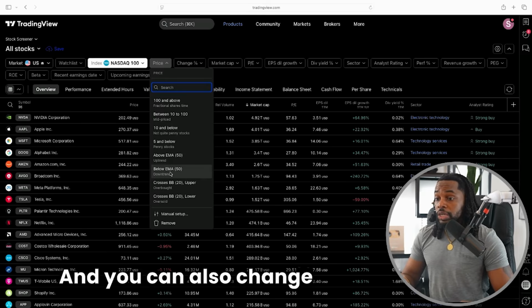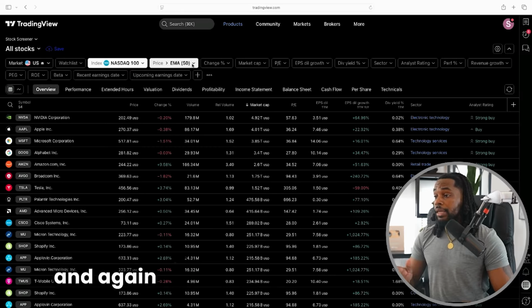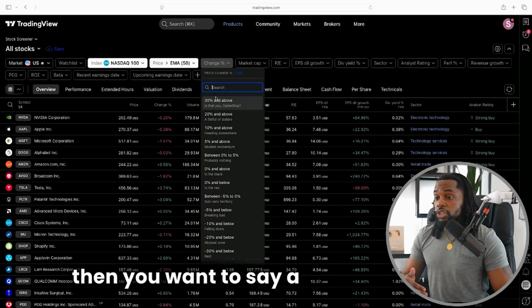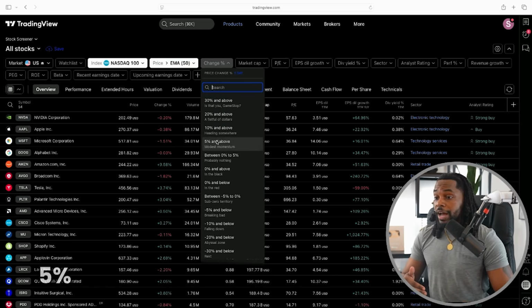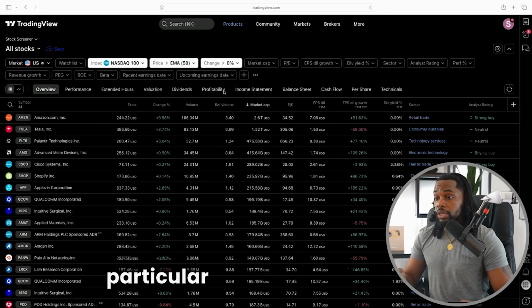And you can also change this between like the EMA 20. Now this one is pretty good, crosses BB 20, or let's actually go above the 50-day EMA. And again, you can modify your EMA. Some people use 50, some people use 20, some people use 18. Whatever you want to do, it can be modified. And then you want to say a change. Is it 10% above, 5% above, 0 and above, which means it just crossed over that particular EMA.